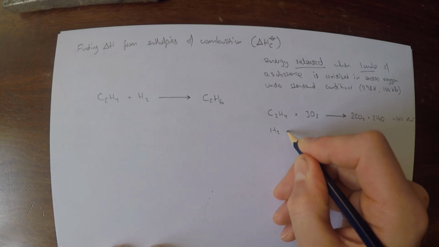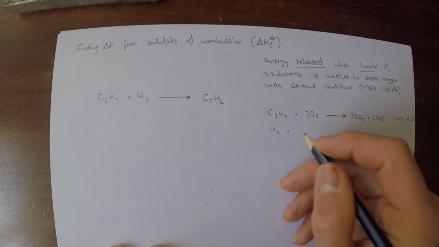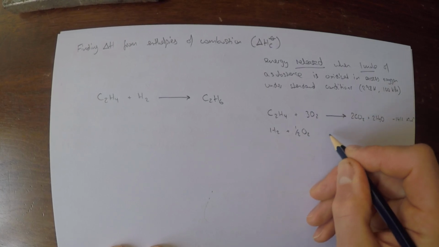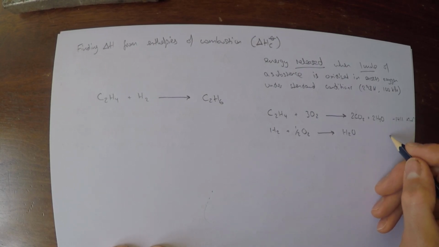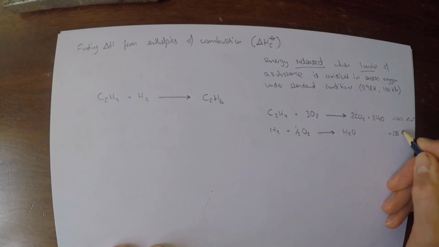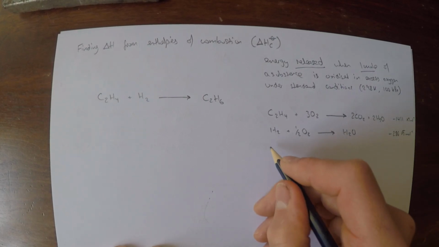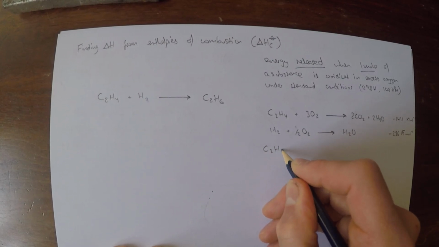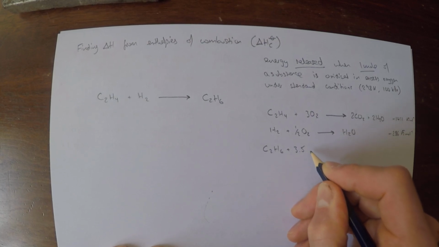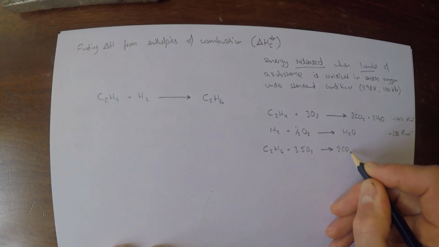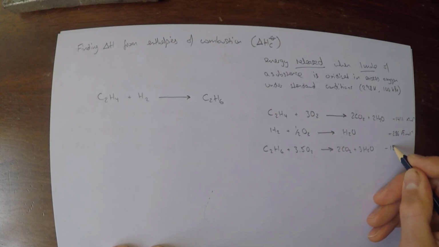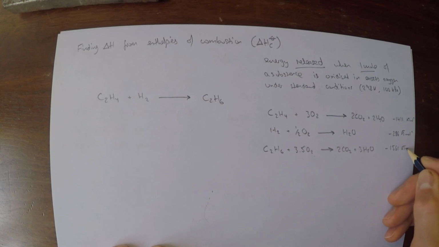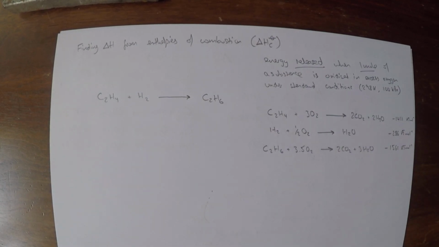Hydrogen will also burn in excess oxygen. Now, excess oxygen for 1 hydrogen molecule is half an oxygen molecule, and that is going to form a single water molecule with an energy change of minus 286 kilojoules per mole. And ethane, C2H6, will react with 3.5 oxygen molecules to form 2 carbon dioxide molecules and 3 water molecules with an energy change of minus 1,561 kilojoules per mole. So there we have the enthalpy of combustion values for each of the substances in our equation.